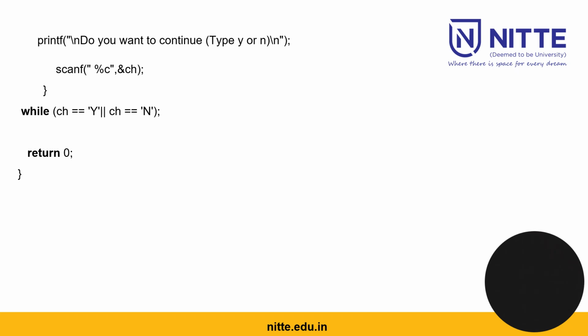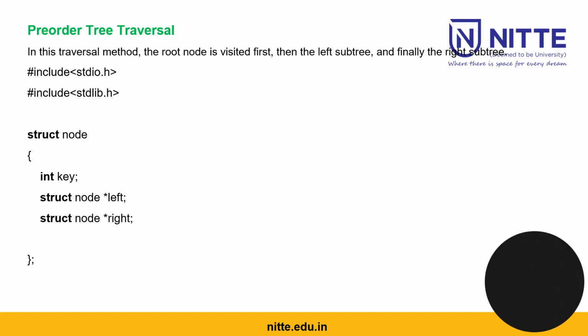Then it will print, do you want to continue? If we have to continue, we type y, or we type n. Then scanf %c and ch to receive this value y or n. Then while ch is equal to y or ch is equal to n, depending upon the value that we enter, it will continue the operation. Then it will return 0 at the end. This is called the in-order traversal of a binary tree.